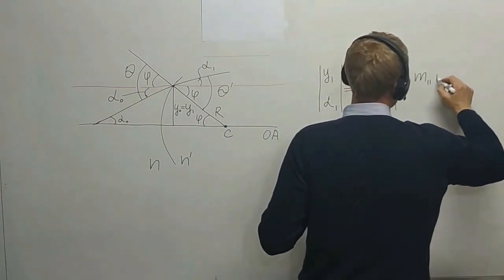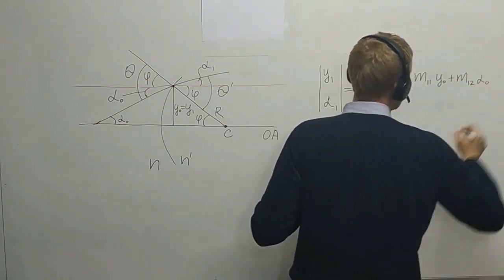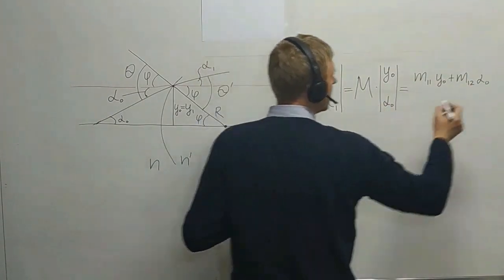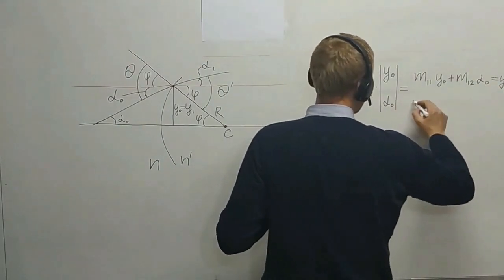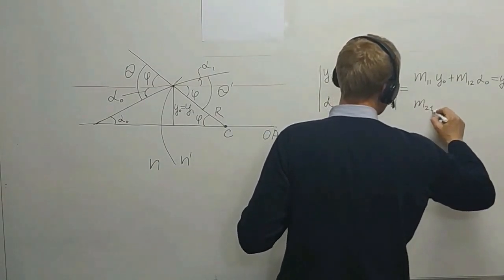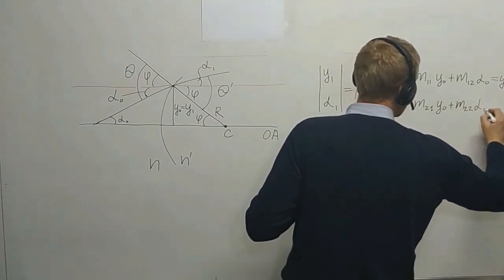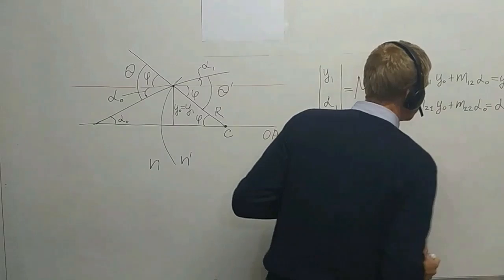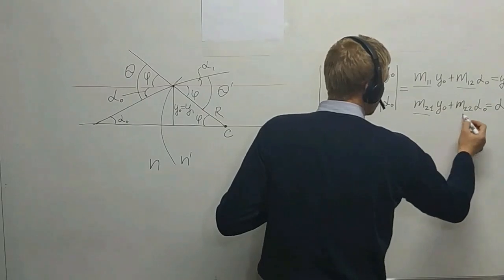m11 y0 plus m12 alpha 0. This will be the number which equals y1, and the second part, which equals alpha 1, will be in the same form: m21 y0 plus m22 alpha 0, and that will be alpha 1. And I need to find these four coefficients of the matrix.